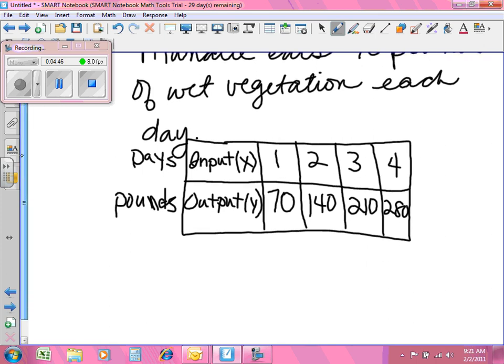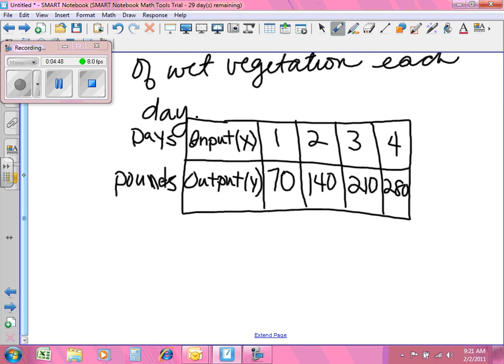All right, so now if we need to create a rule for this, an algebraic expression to represent the number of pounds that a manatee eats in a day, what would that be? Joseph? What's the algebraic expression? Thank you. X, so 70x equals y. There's the rule, right?